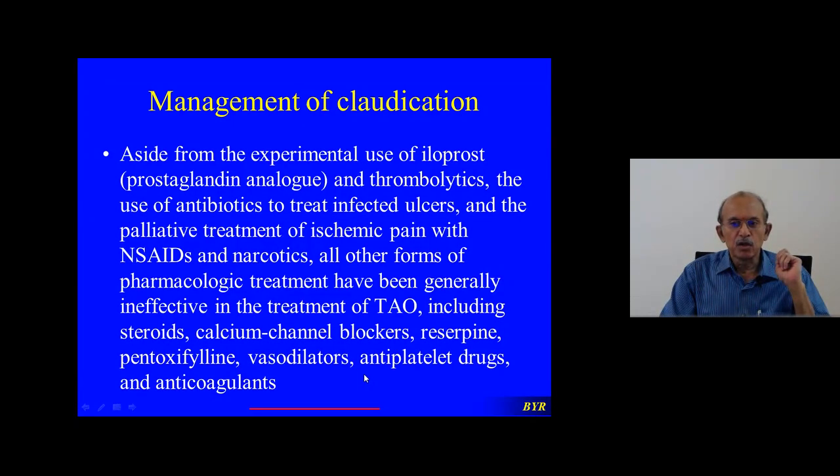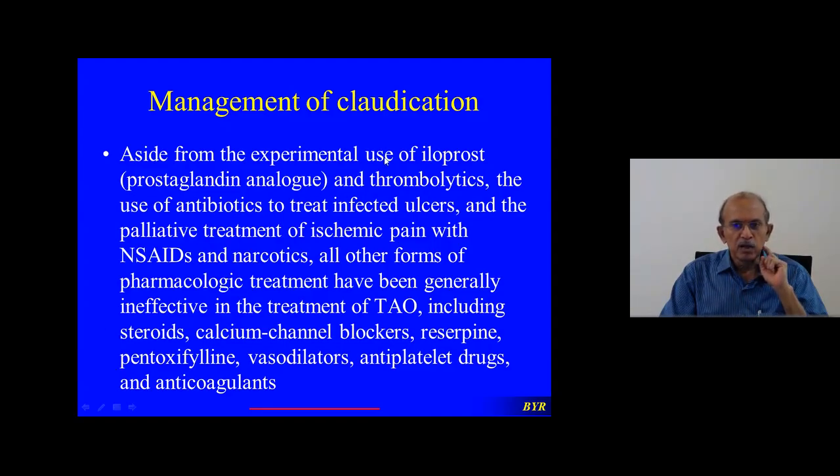Aside from experimental use of iloprost, that is a prostaglandin analog, and thrombolytics, the antibiotics to treat infected ulcers, and palliative treatment of ischemic pain with NSAIDs and narcotics, all other forms of pharmacological treatment have been generally ineffective in treatment of TAO, including steroids, calcium channel blockers, reserpine, pentoxifylline, vasodilators, antiplatelet drugs, and anticoagulants. So all these agents were tried in treating Buerger's disease. They were found to be of no use or ineffective.